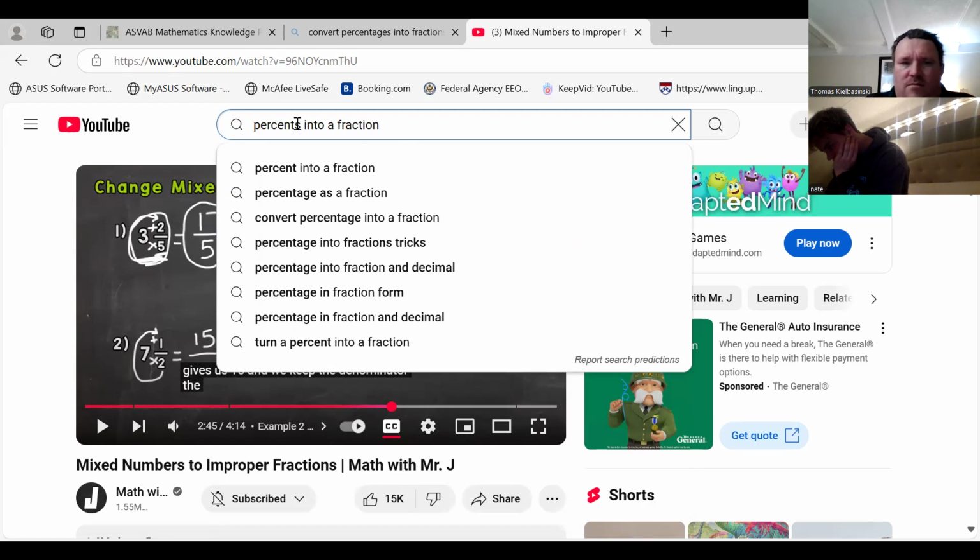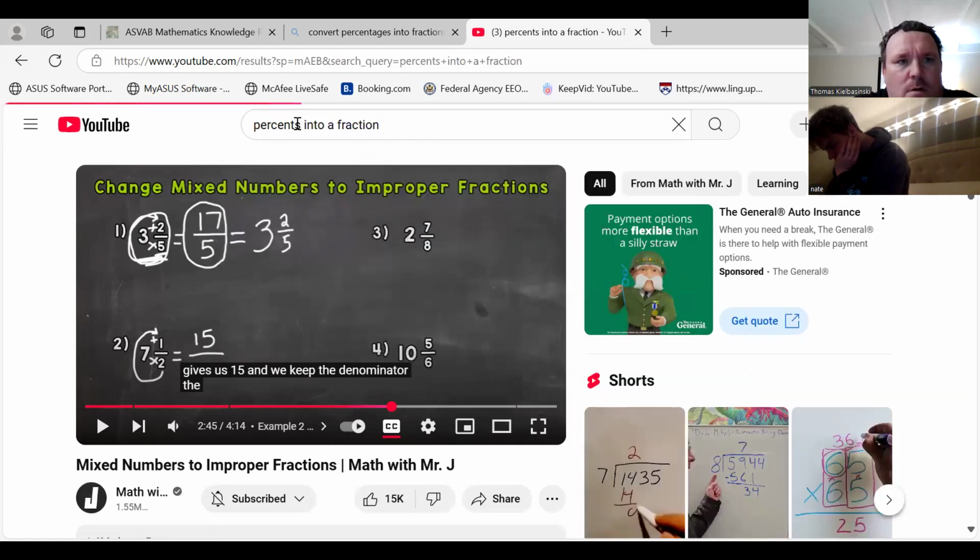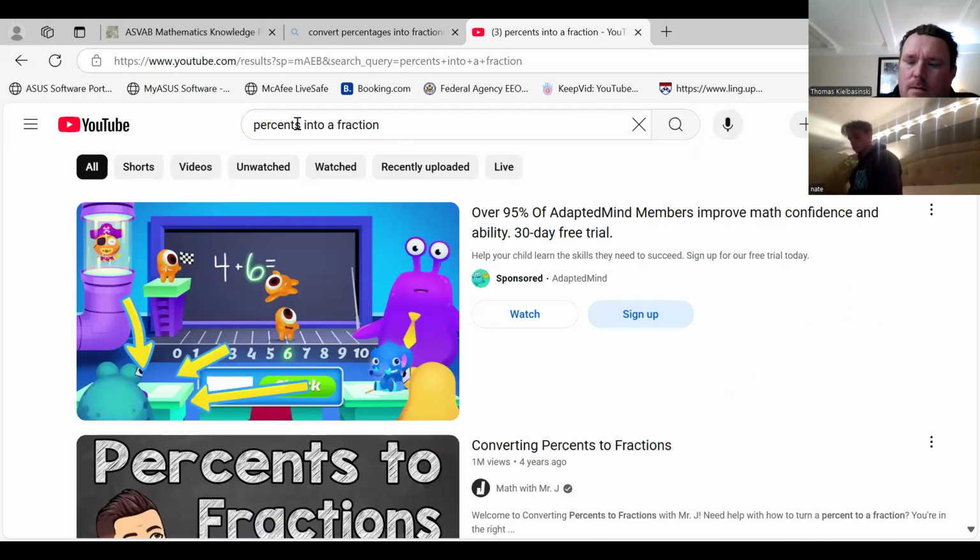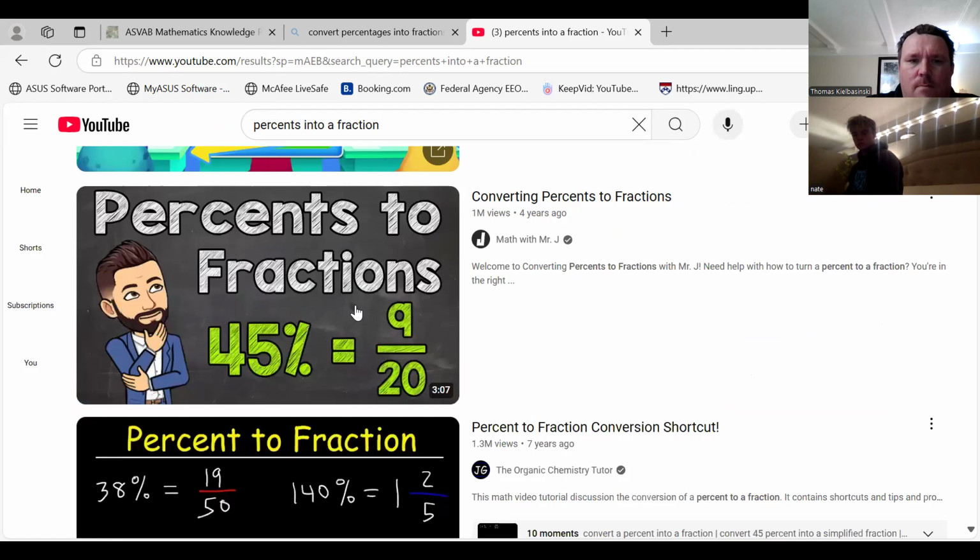There's plenty of information on this stuff, so here we go. Try this one. One might help you. Let's see if it does.